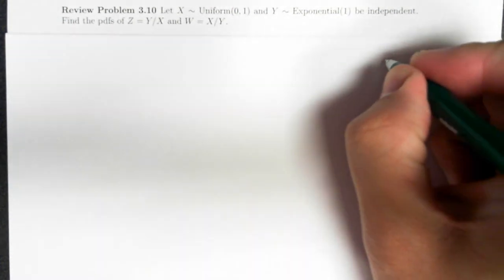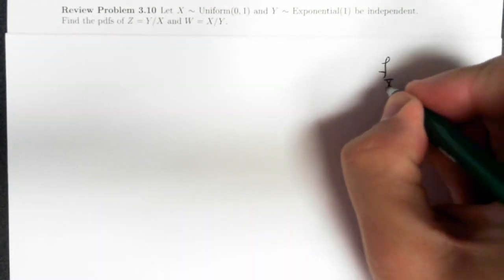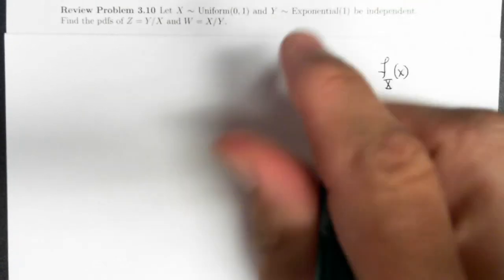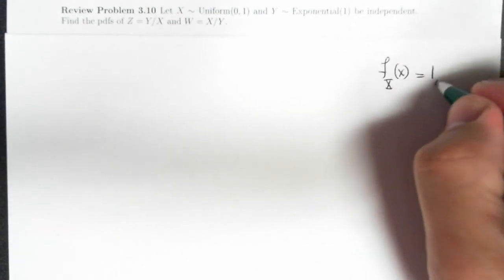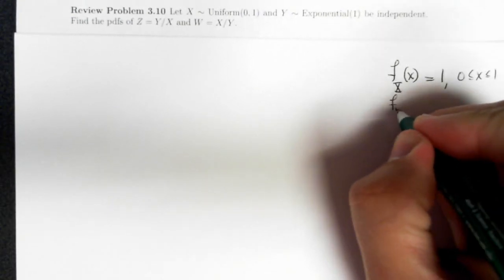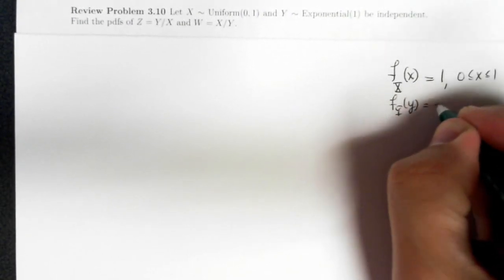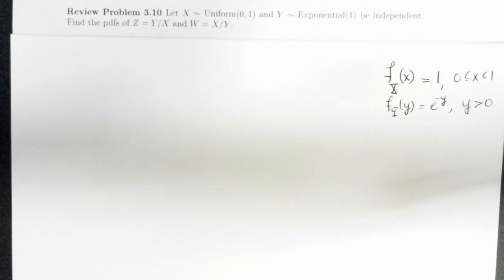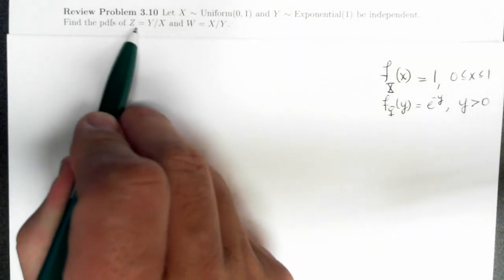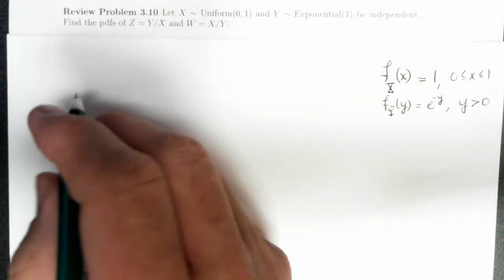To get started with this, we first write down the PDFs for the two random variables. So the first one is uniform between 0 and 1, and so the PDF is simply equal to 1 as long as x is between 0 and 1. And next we have the PDF for y, and that's going to be e to the minus y as long as y is greater than 0. So that's our formulas. First off, let's get the PDF for Z, which is equal to Y divided by X.